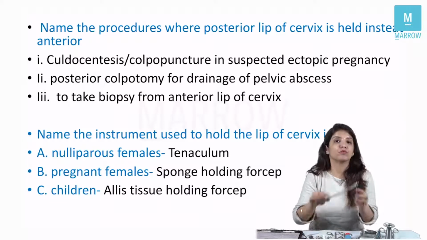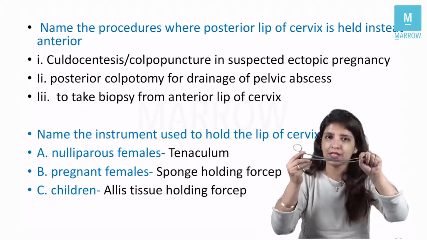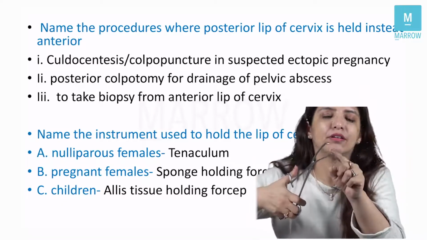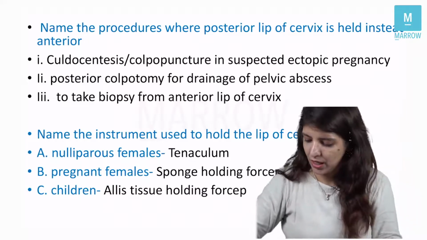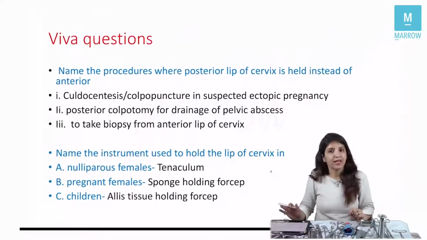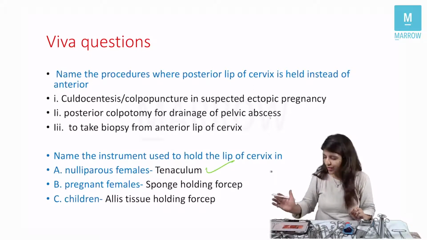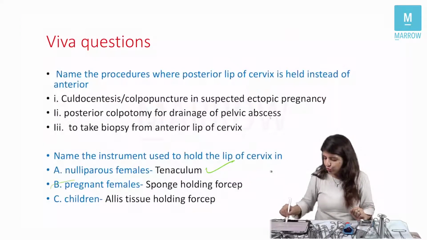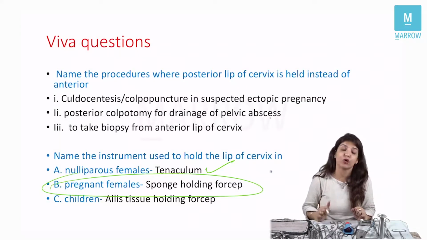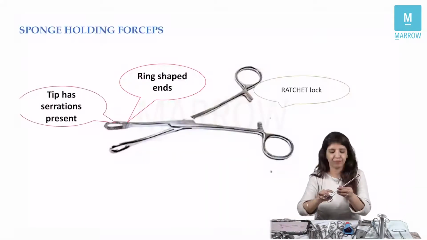Clear? I hope this instrument is very clear to you. Again, look at it, the gap between the blades, the concavity and the rat teeth, right? Now, in this slide, I have told you about the tenaculum, how to identify it. Tenaculum is single-toothed, rest everything is like your volsellum. Now, in this slide, I told you that for holding the lips of the cervix in a pregnant female, you use a sponge holding forceps. So let's have a look at how a sponge holding forceps looks like.